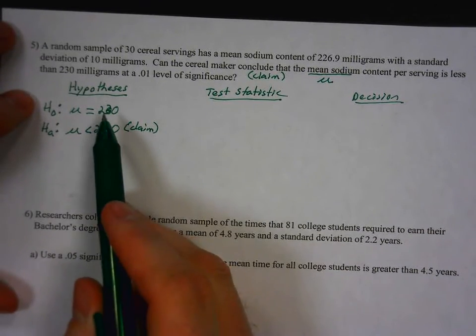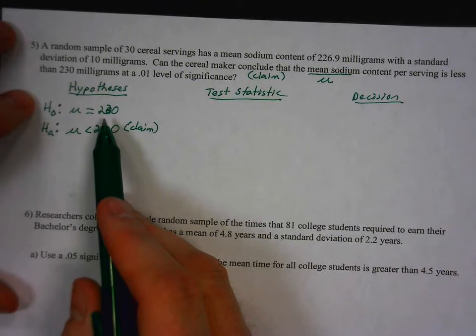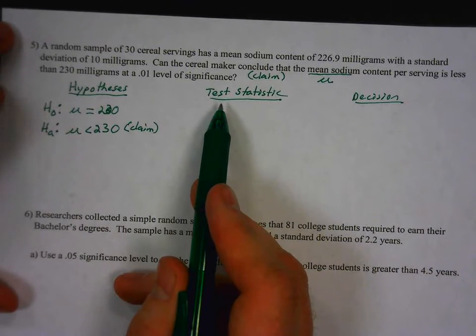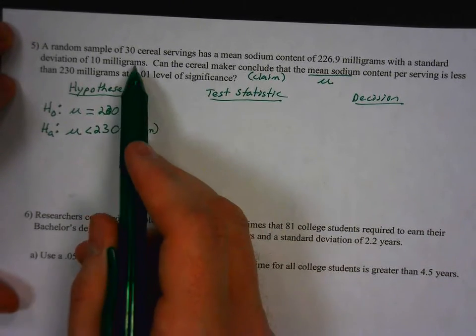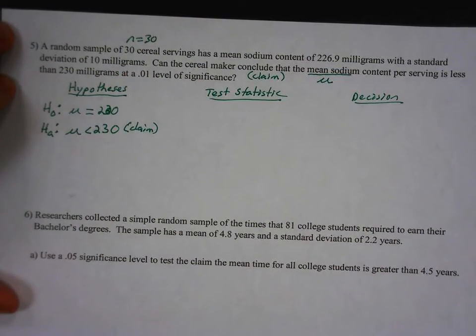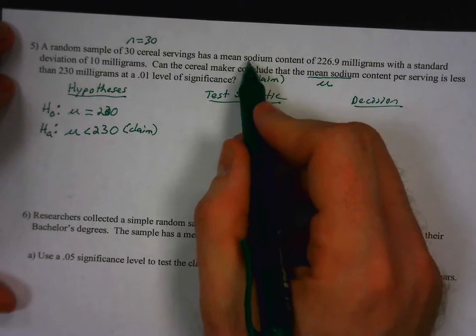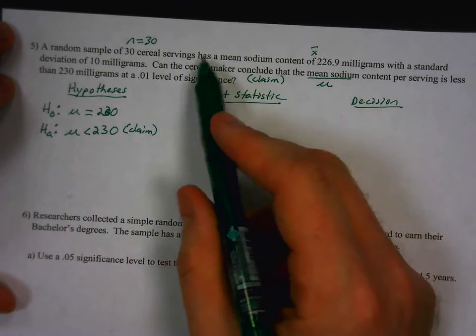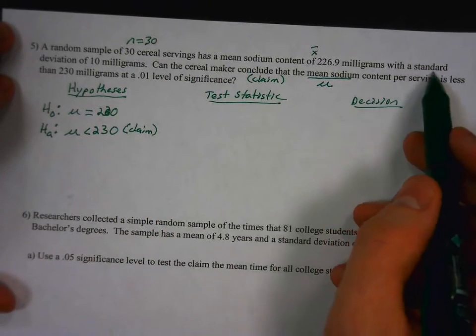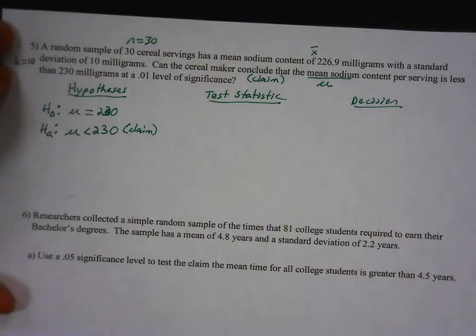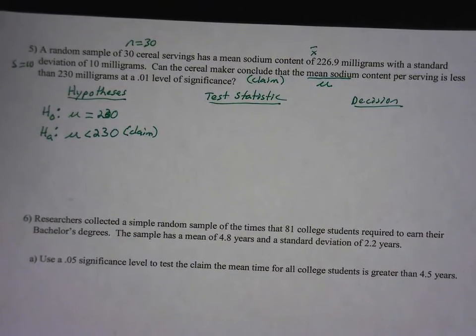Okay, so once we have our hypotheses written out, now we have to collect the evidence and calculate a test statistic based on that evidence. So we collect our sample. Well, a random sample of 30 servings. So that tells you we took 30 servings, and that sample had a mean of 226.9. So that's your X bar, and that sample also had a standard deviation of 10 milligrams. So that's telling you that S equals 10.